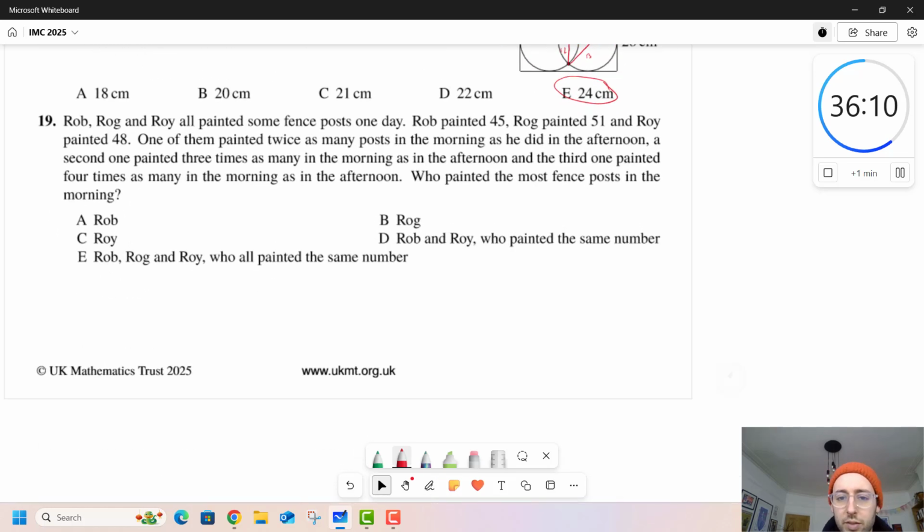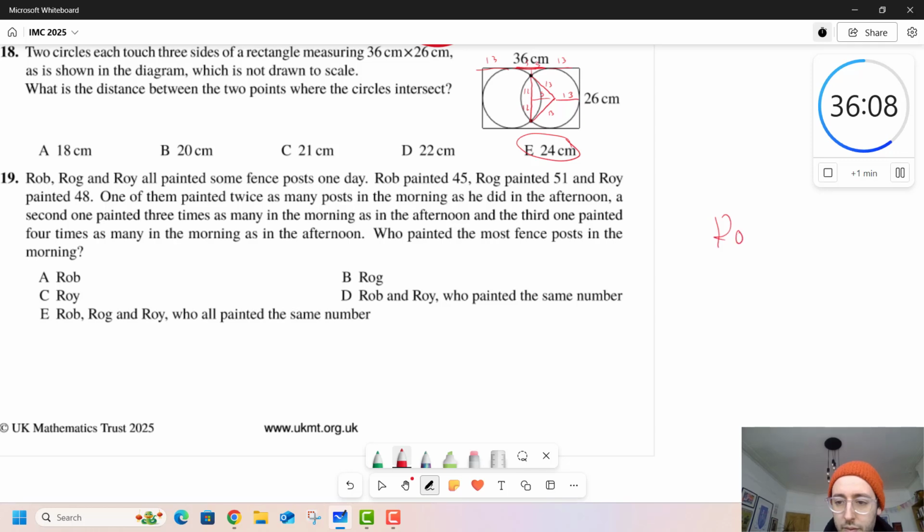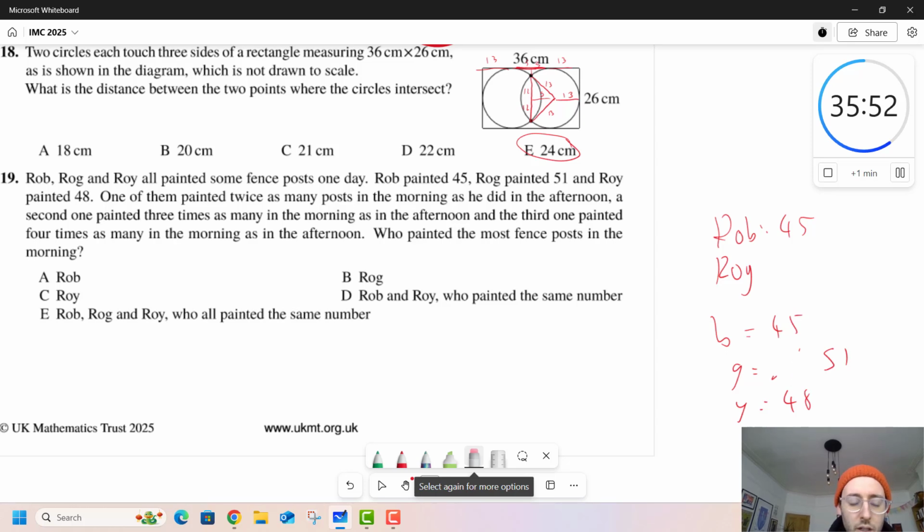Okay, so pen space. Rob has 45. Okay, so B 45, G 46, Y 48. Oh no, where's 46 come from? 51. Okay, so one of them is a multiple of 3, which they all are. So that's a multiple of 3. So we've got one that's 3n, one that's 4n, and one that's 5n.